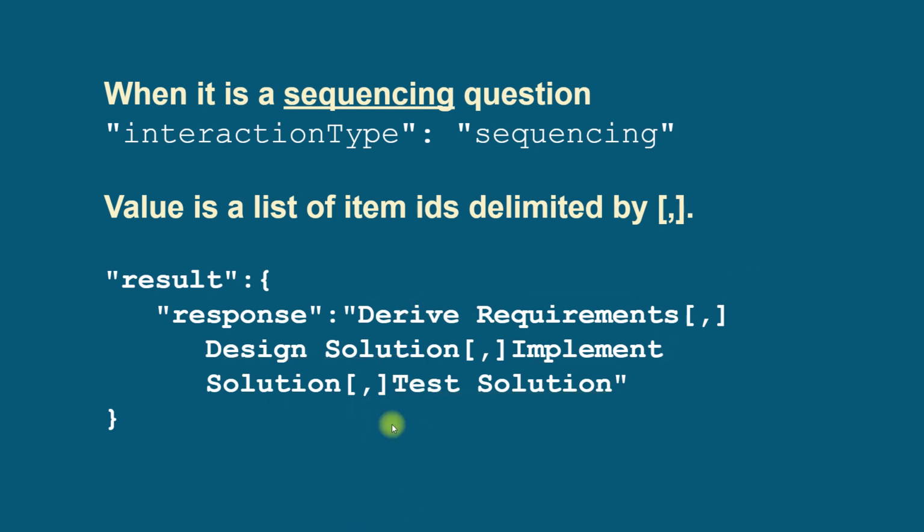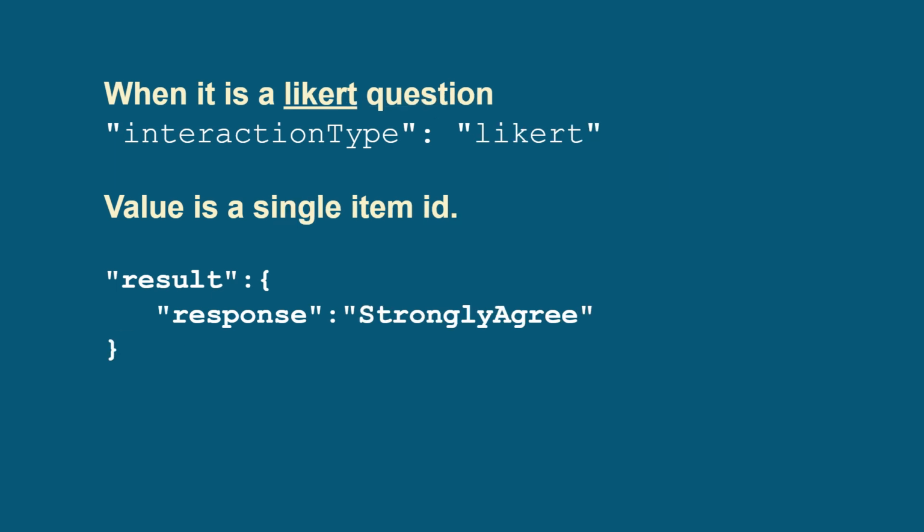And again, this is the user's response. Looks to me like they got it right, but maybe some users put test the solution first. That would be an incorrect answer. But anyway, this is how you represent the learner's response to a sequencing question. All right, Likert. Likert is basically a single ID. For example, strongly agree or disagree, etc. Basically, it's the single value that they picked from your Likert array.